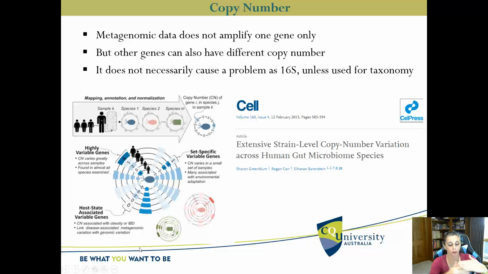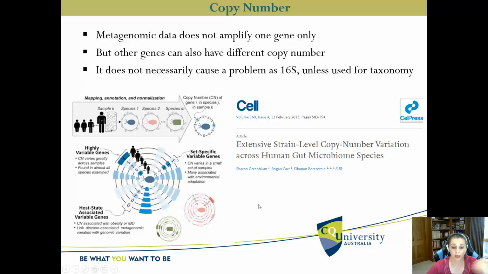So some genes have more copies in people that are more susceptible to becoming obese or getting IBD or any other disease. That's a genetic variation that is, for example, disease associated. We can pick that up with metagenomics and investigate it properly. So it's not a problem.